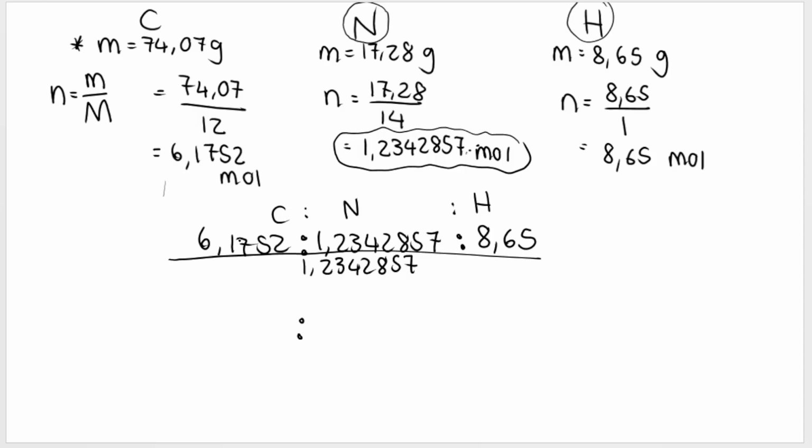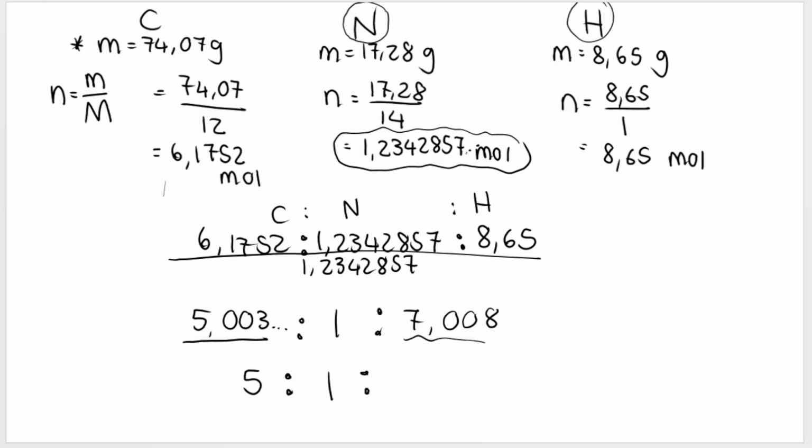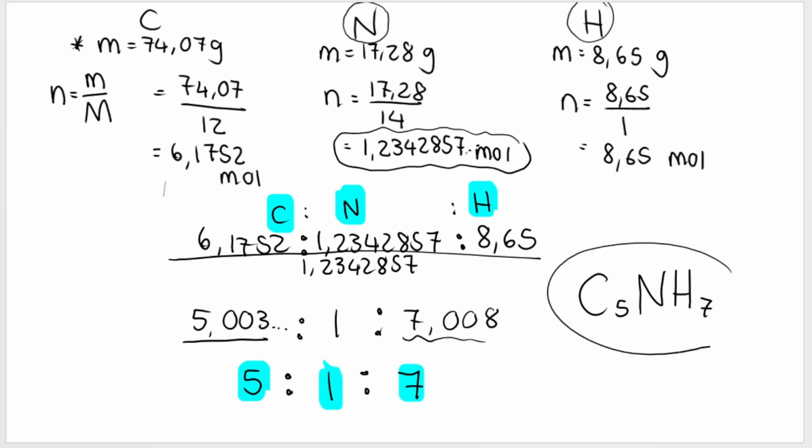What you get is the following. If I divide 6.1752 by that number, by the smallest number, I get 5.003. If I divide this by the smallest, you're dividing it by itself, you're going to get 1, and then you divide 8.65 by that smallest number, and you get 7.008. Now, please take note, this is close enough to 5 for me to round it down to 5. That is 1, and this is close enough to 7 for me to round it down to 7. Therefore, my empirical formula is the following. C5, N1, we just say N, we don't say N1, we just say N, and H7. There we go. That is the empirical formula.